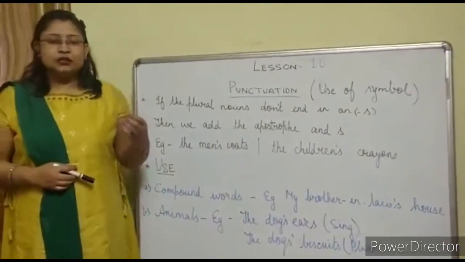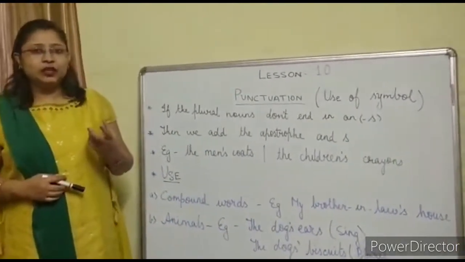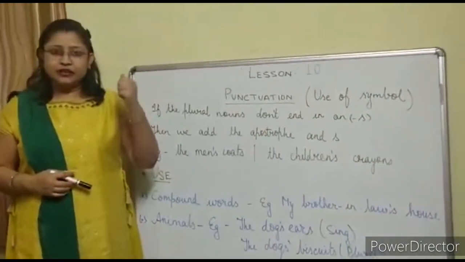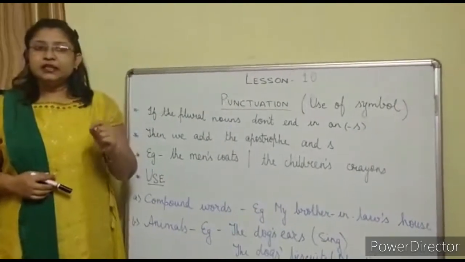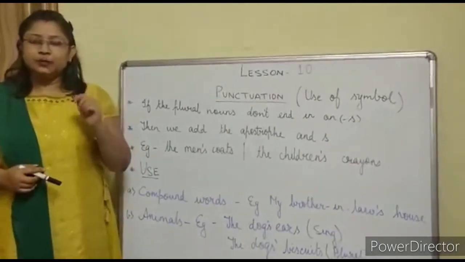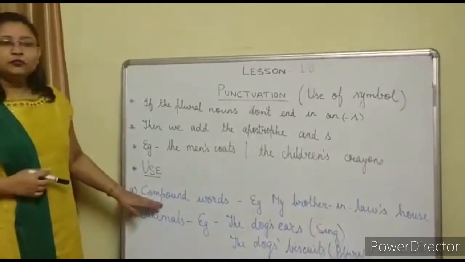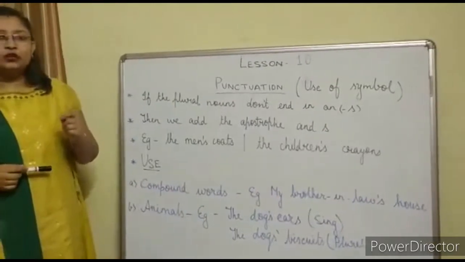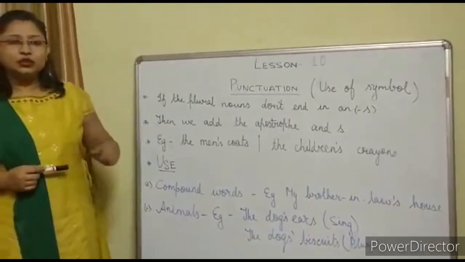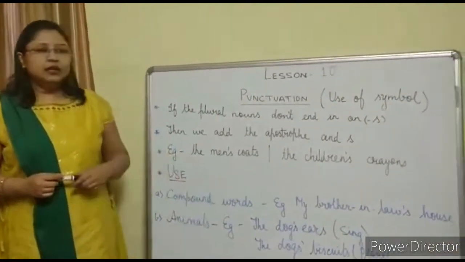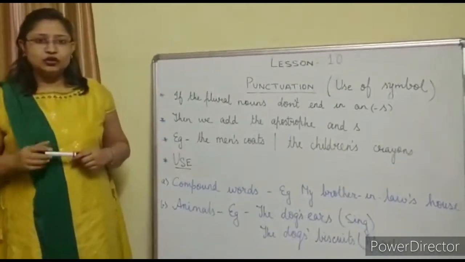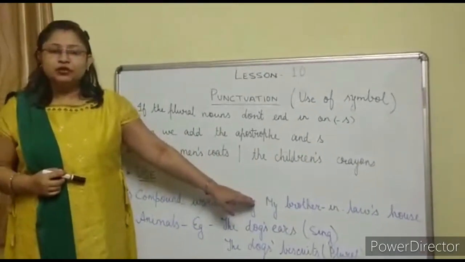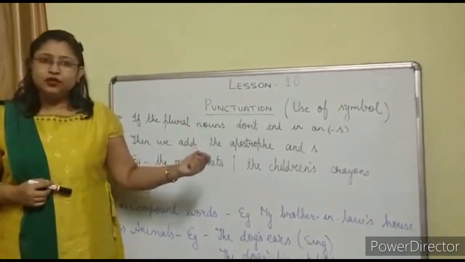So with the plural form which does not end with S, in those cases, we will add apostrophe and S ourselves. Now students, let us see the use. Where do we use apostrophe? The first is with compound words. With compound words, we use apostrophe, and apostrophe is generally used before S. For example, my brother-in-law's. Where I have placed the apostrophe, I have placed it before S.